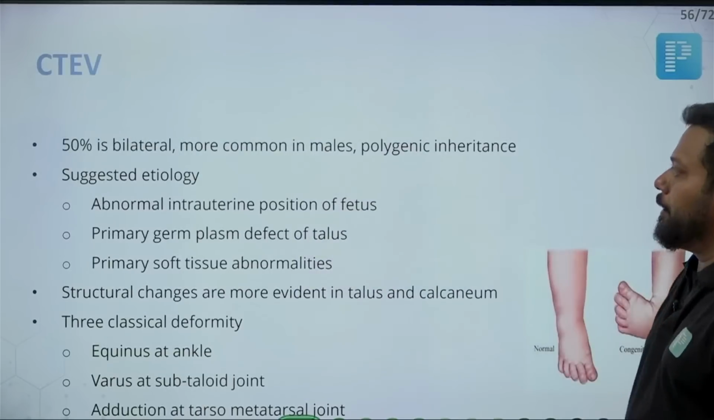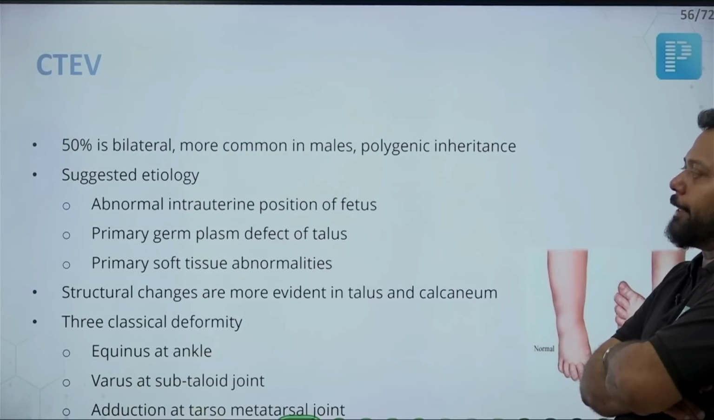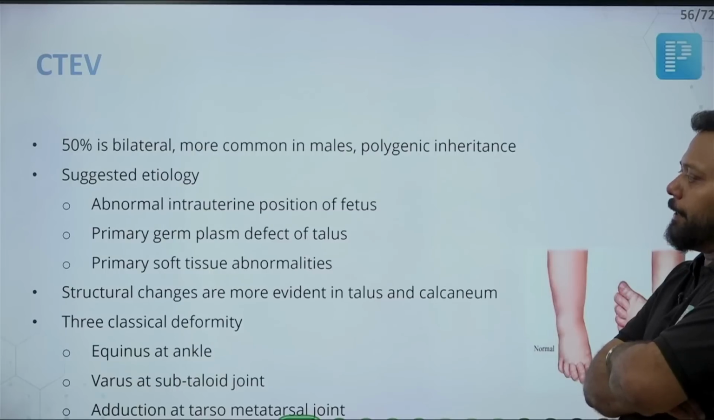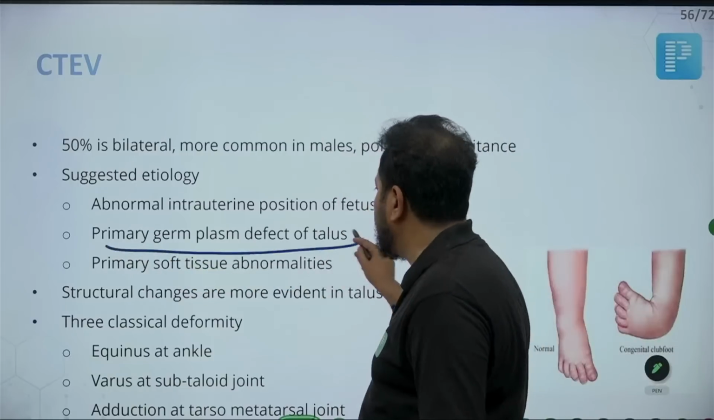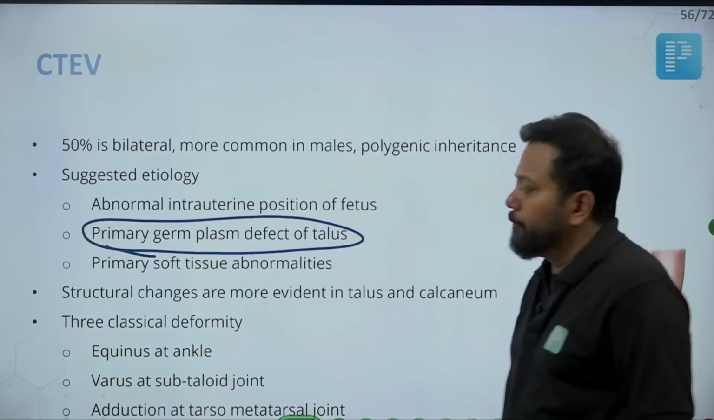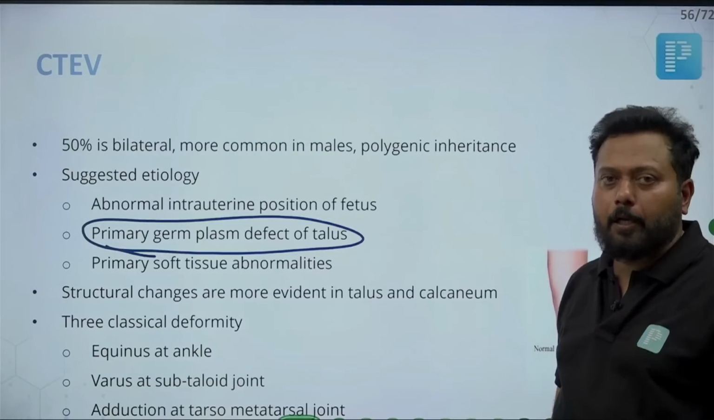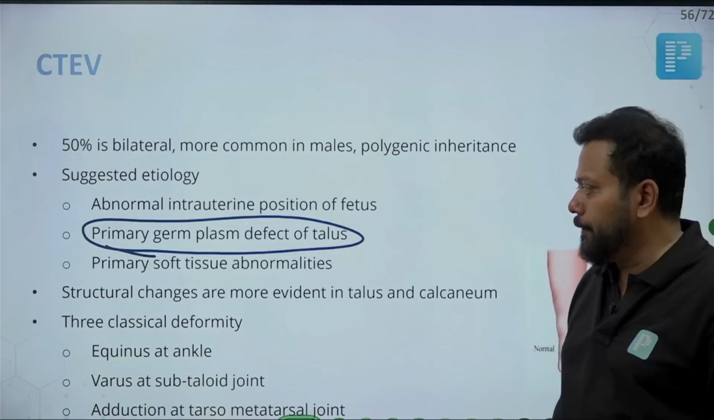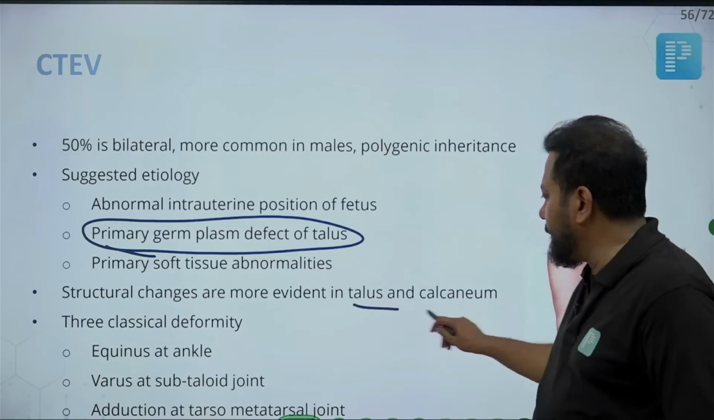Congenital talipes equinovarus is 50% bilateral, more common in male babies, with polygenic inheritance. Many theories are there. The most accepted theory is primary germplasm defect of the talus. So the talus is not formed fully; its shape and size are altered. It goes for congenital talonavicular dislocation. Structural changes are more evident in the talus, and to some extent in the calcaneum.